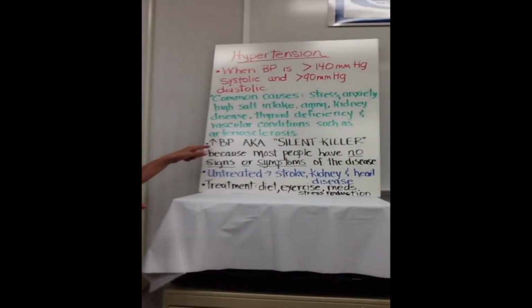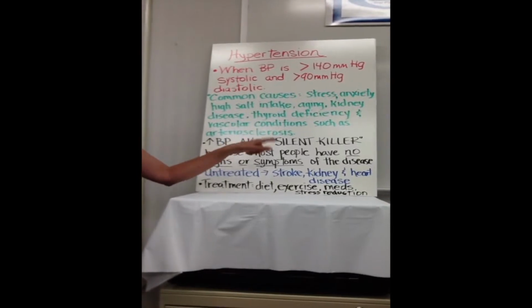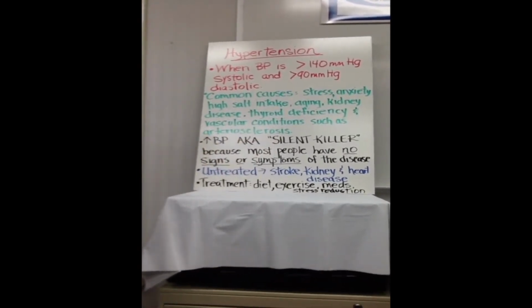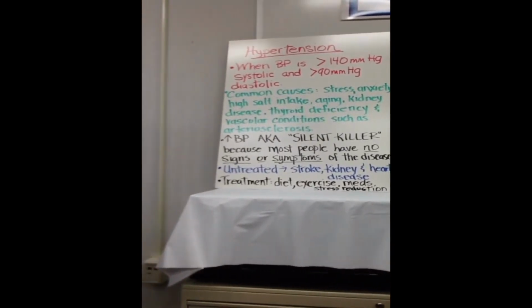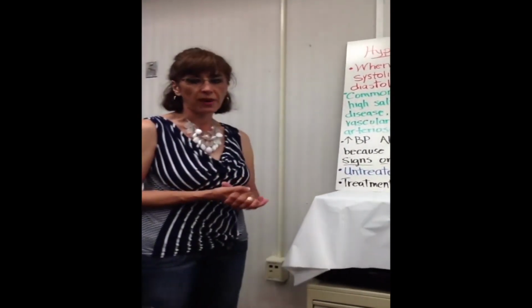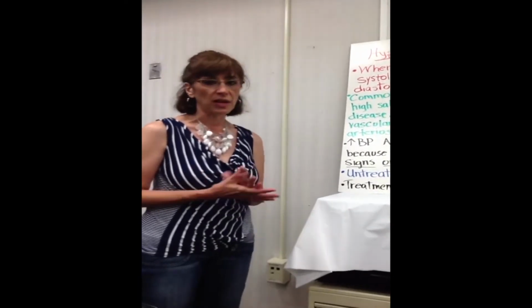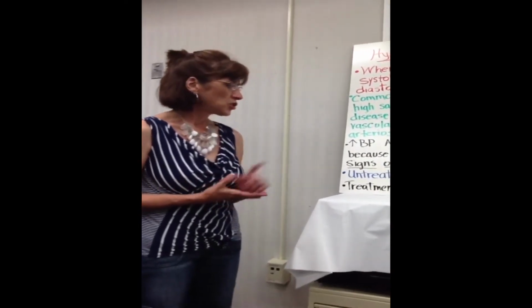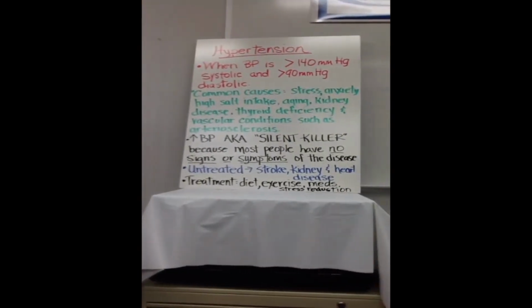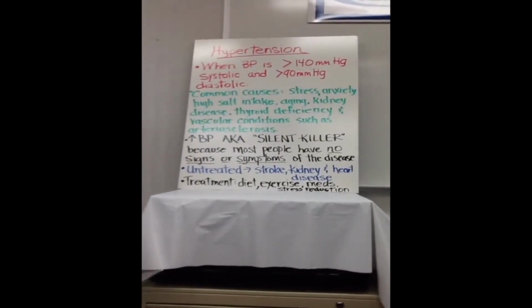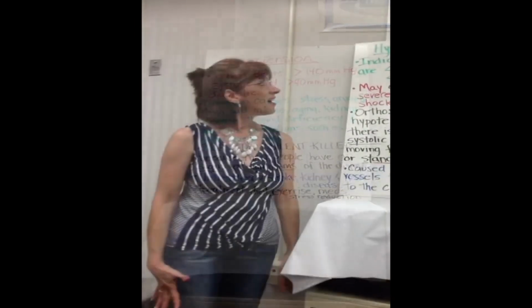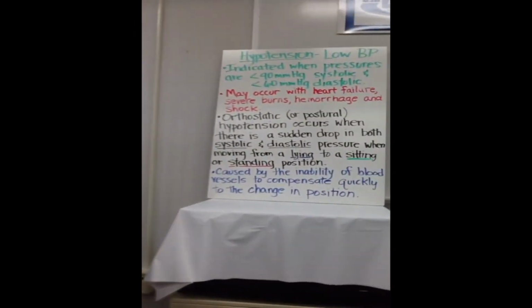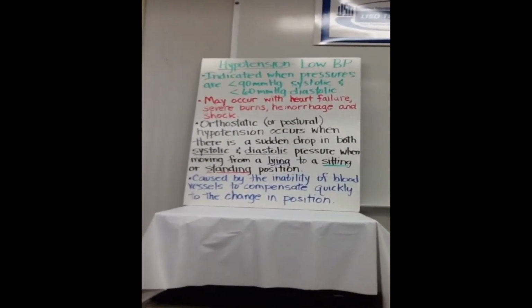High blood pressure is also known as the silent killer, because most people have no signs or symptoms of the disease. So they estimate that there are millions of people walking around with high blood pressure, and they do not even realize that they have this condition. Untreated, it can lead to stroke, kidney, and heart disease, and the treatment is proper diet, exercise, medications, and stress reduction.